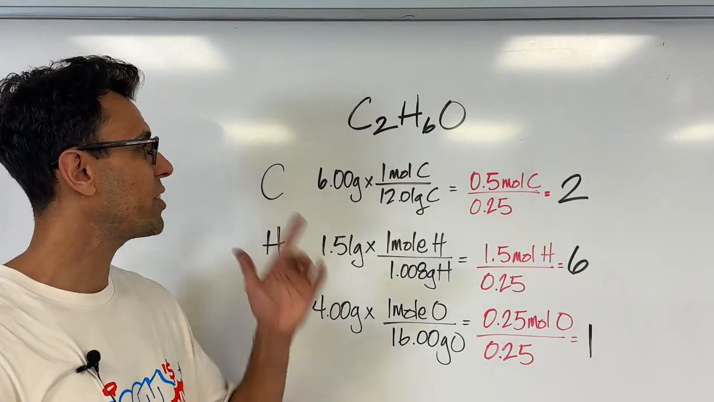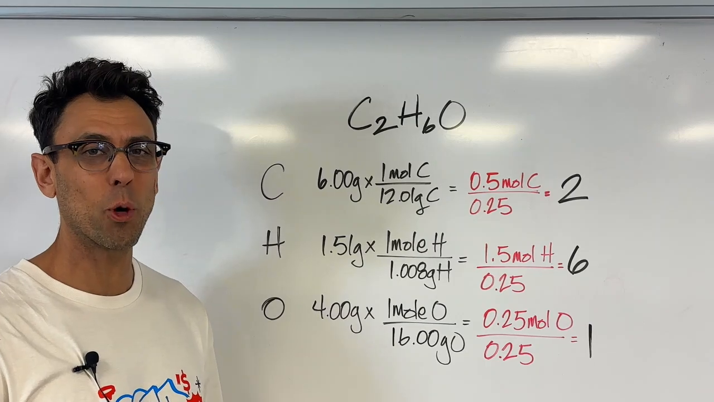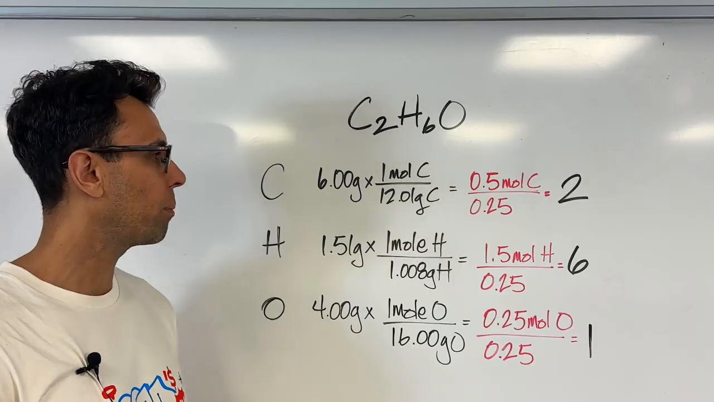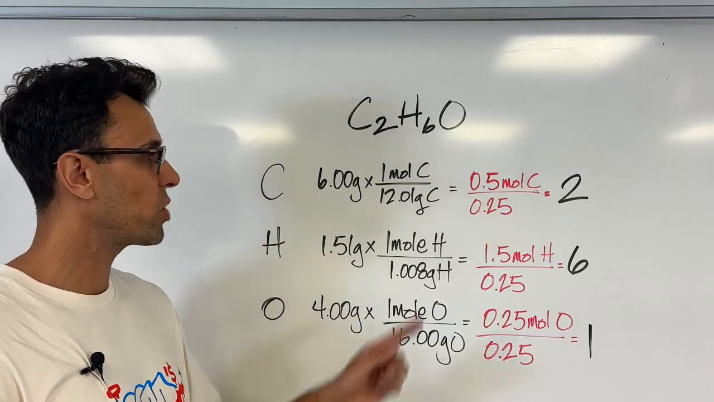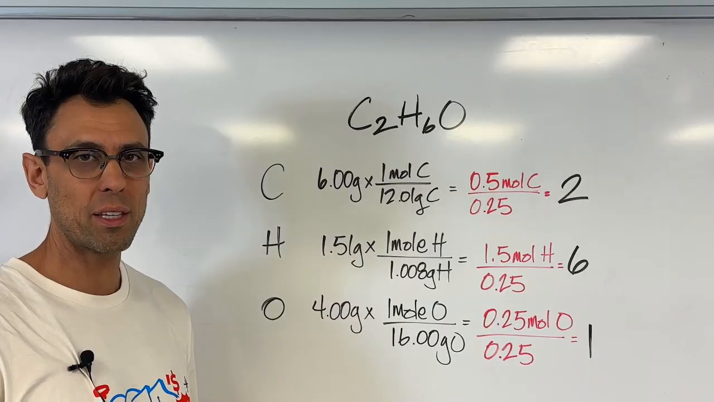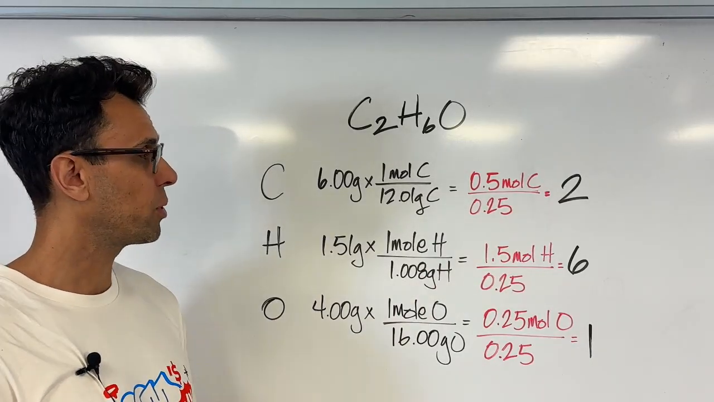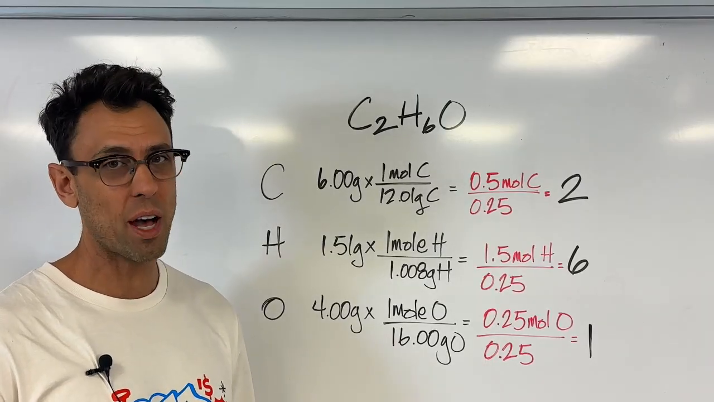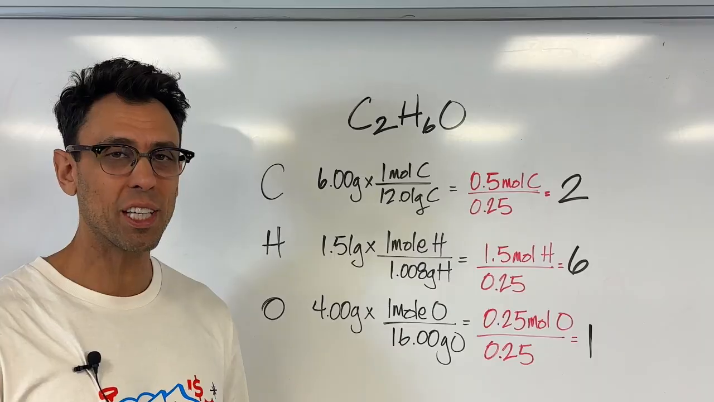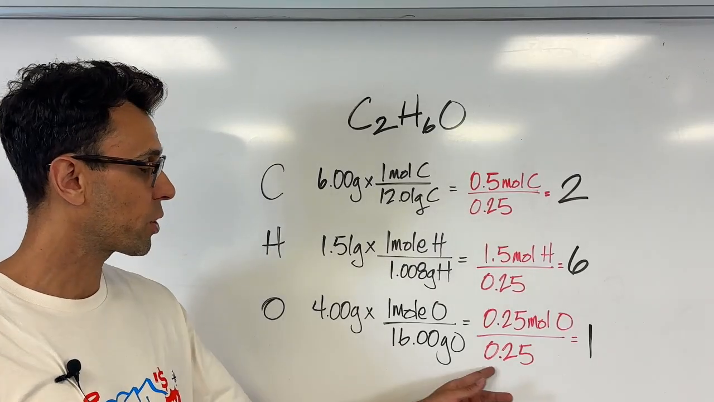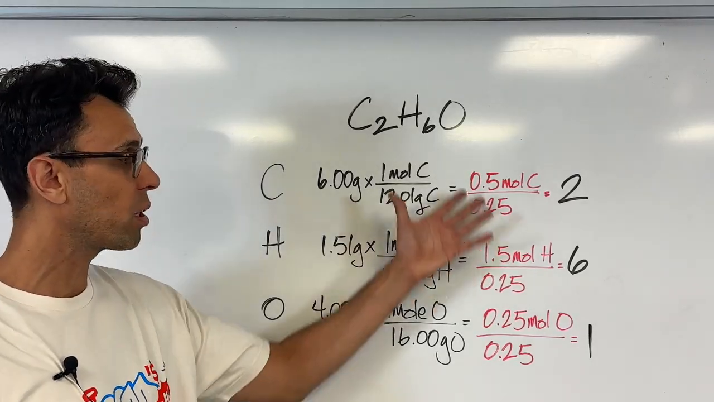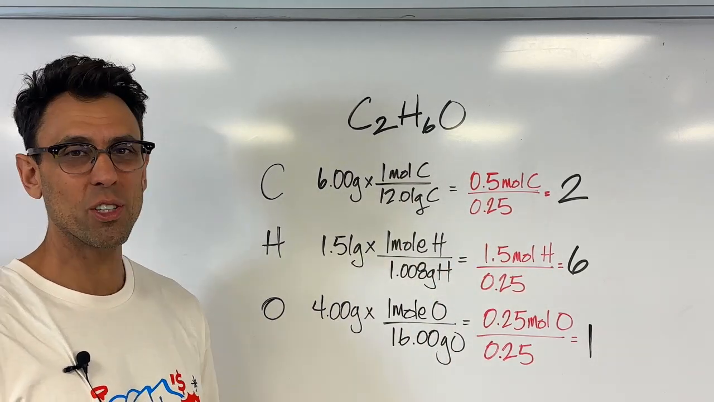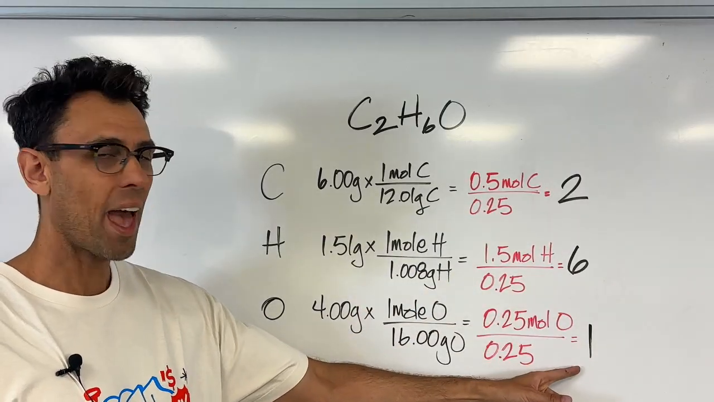So the correct answer is C2H6O. That's the empirical formula. Let's go through the steps. We had our grams given to us, our mass, in the beginning of the problem. We then convert those to moles by using the molar masses from the periodic table. That results in 3 decimals, 0.5 moles of carbon, 1.5 moles of hydrogen, and only 0.25 moles of oxygen. Next, we divide by small to get rid of those decimals. The smallest number is 0.25, so remember, we're going to divide all of our molar amounts by that smallest number. Here, we get whole numbers as our answers, 2, 6, and 1.